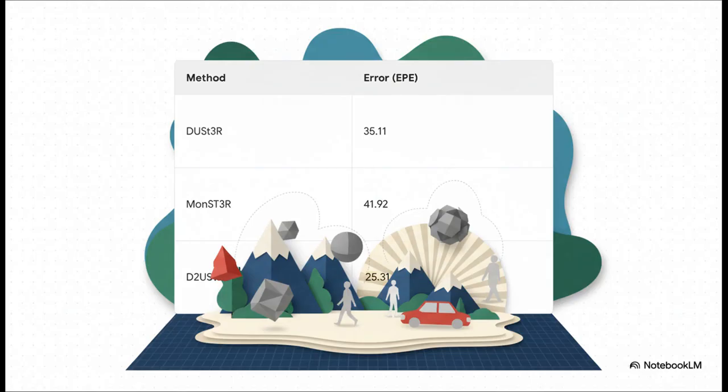And the numbers absolutely back it up. This table shows something called endpoint error when tracking moving objects. It's basically a score for how wrong the model is, so lower is better. The original DUSt3R had an error of over 35. DUSt3R, the other dynamic model, was even higher, almost 42. But DUSt3R, it slashes that error all the way down to 25.31. I mean, that's not just a small improvement, that is a massive leap forward in accuracy.